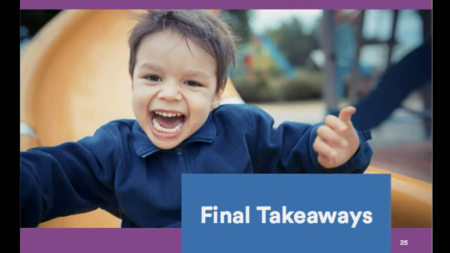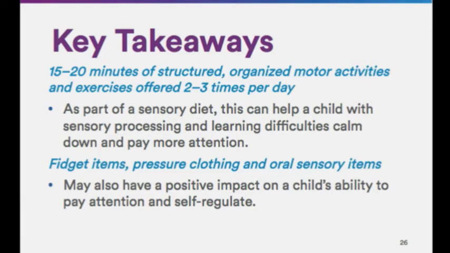So now let's talk about some final takeaways. The idea with a sensory diet is that by offering children 15 to 20 minutes of structured, organized motor activities and exercises 2 to 3 times per day, we actually might be able to have an impact on their ability to focus and attend and learn and stay in that just right place. Fidget items and pressure clothing and other oral sensory items can also be added to their sensory diet throughout the day to also help them regulate and keep their arousal level in a typical place.